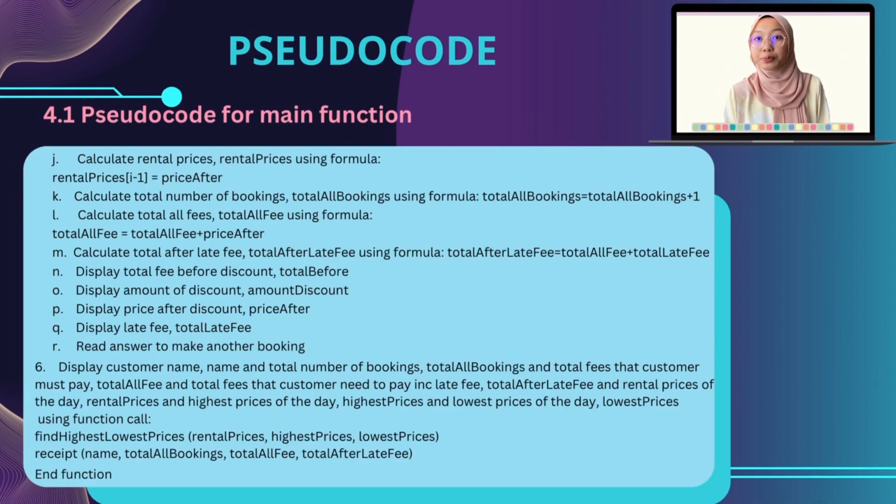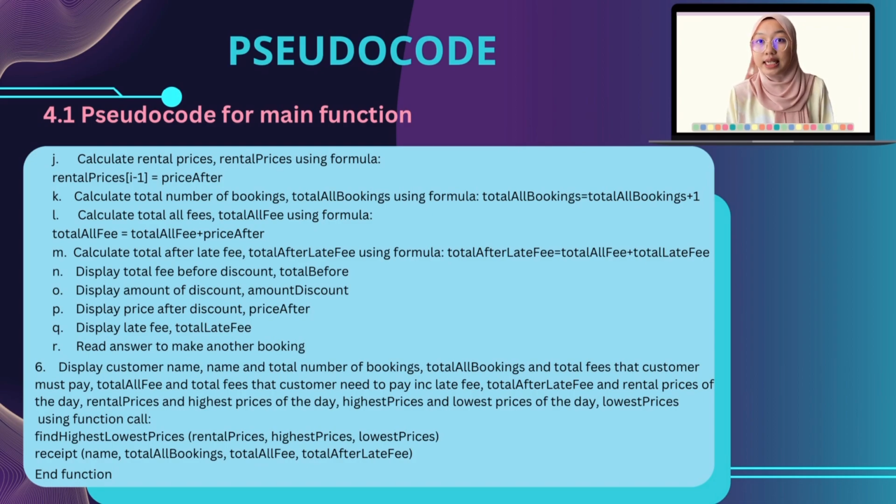Continue with calculating rental price using the formula rental price in bracket I minus 1 equal to price after. Next, calculate total number of bookings using the formula total all bookings equal to total all bookings plus 1. To calculate total all fee, use the formula total all fee equal to total all fee plus price after. Then calculate total after late fee using the formula total after late fee equal to total all fee plus total late fee. After that, display the total fee before discount, total before, then display amount of discount, display price after discount, display late fee, total late fee, and read answer to make another booking.